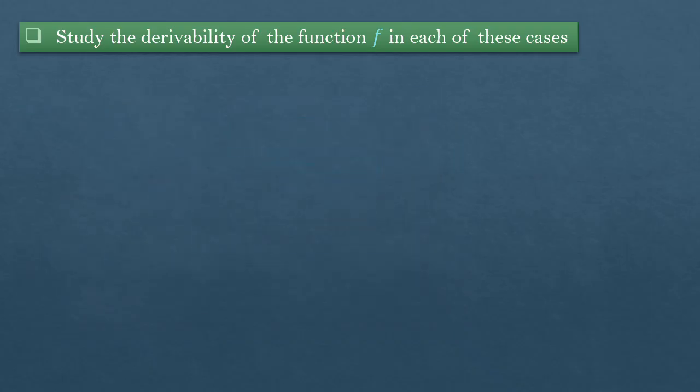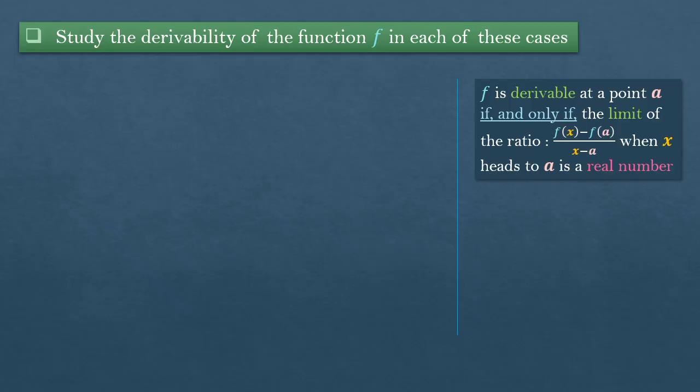Before we start, we will remind that a function f is said to be derivable at a point a if and only if the limit of the ratio (f(x) minus f(a)) all over (x minus a), when the variable x heads to the point a, is equal to a real number, which means that this limit must exist without being equal to negative or positive infinity.